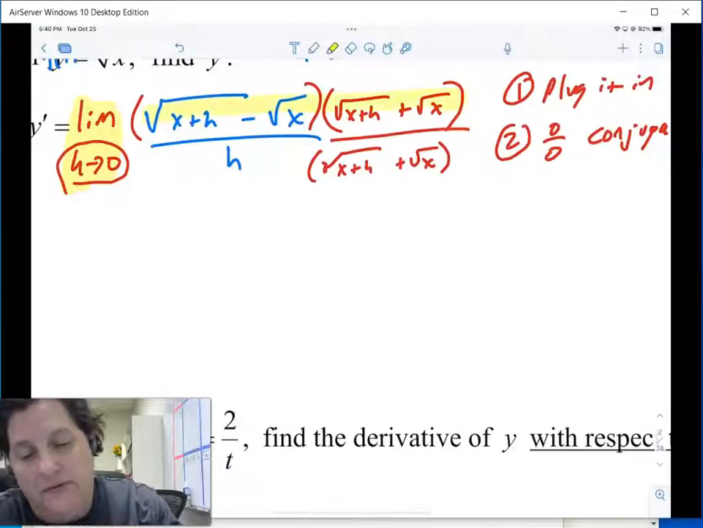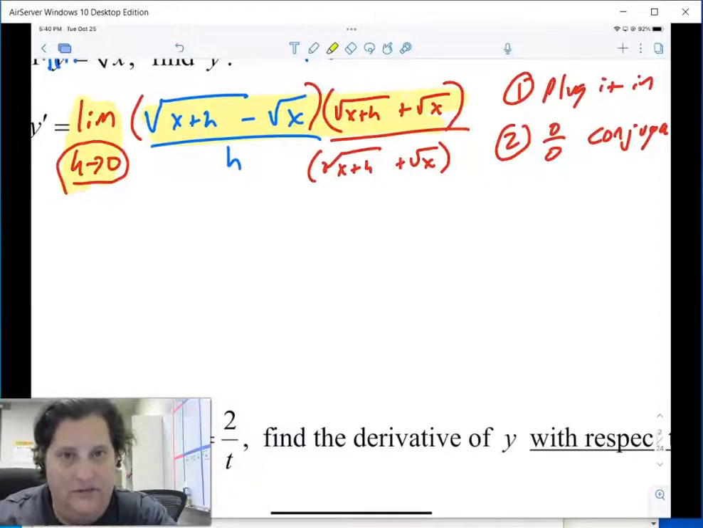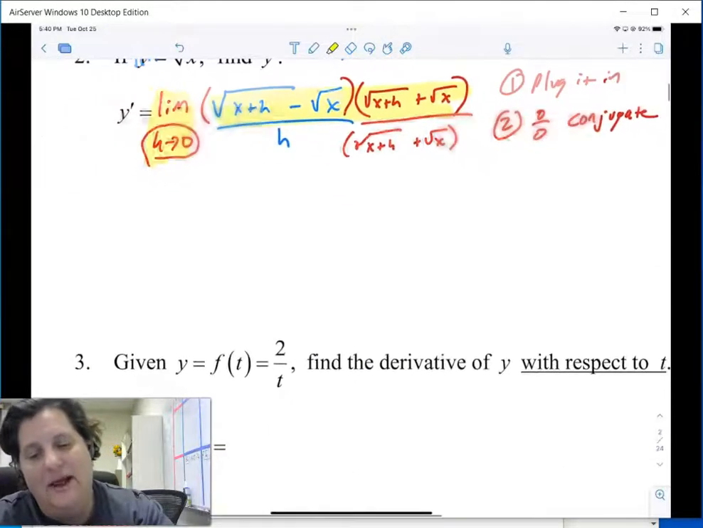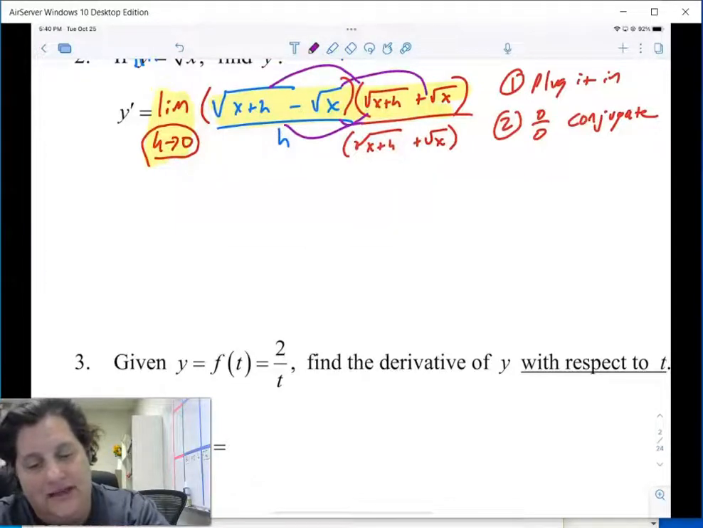And I want to multiply this out. I do not want to multiply the bottom out, okay? I only want to multiply out the top. All right? You guys, you could do FOIL again, where we do like first, outside, inside, last.